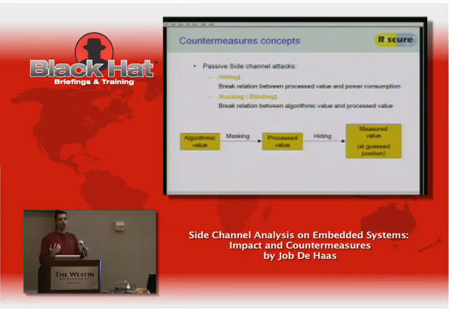So if you look at an algorithm, then you have the algorithmic value, then you can change your algorithm by using the masking and blinding techniques, and you get the real process value, the value that is loaded by the load instruction stored in the memory. And then you have the hiding, trying to obfuscate, as it were, the actual power consumption by using the balancing techniques, etc.